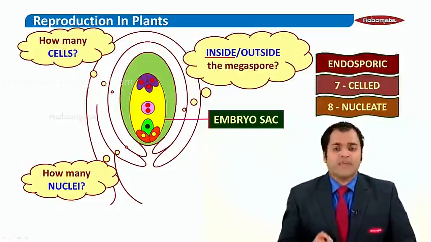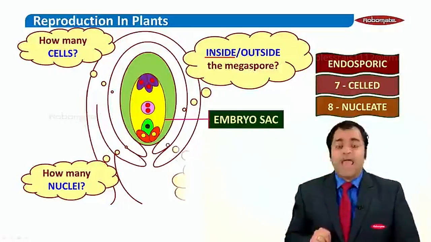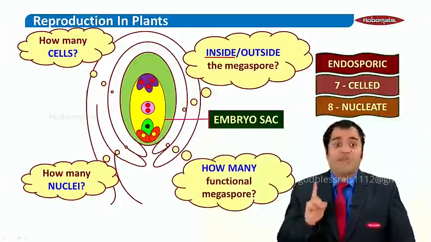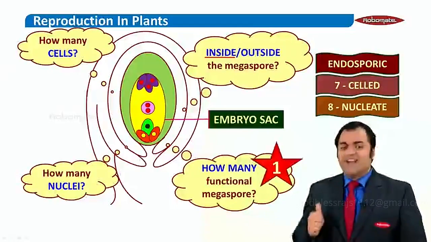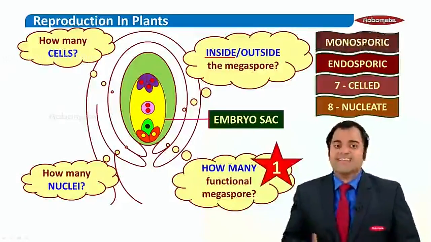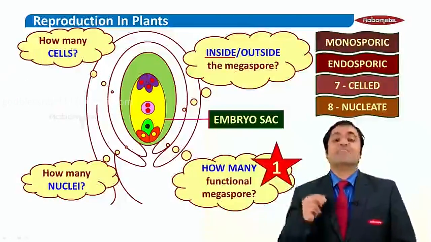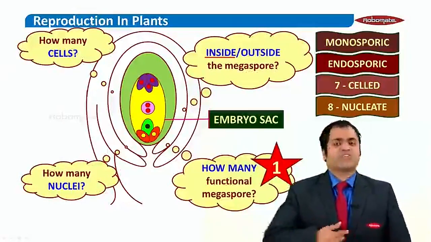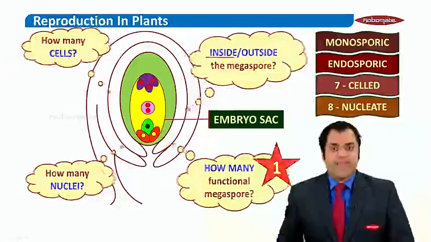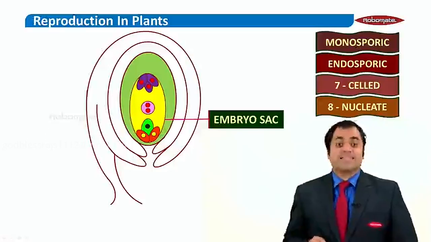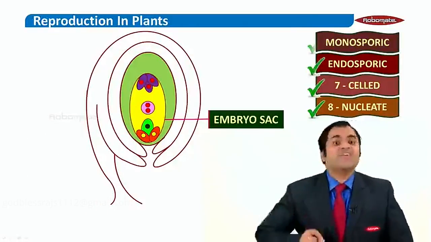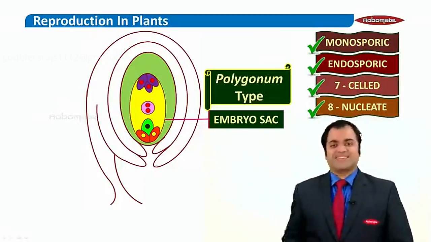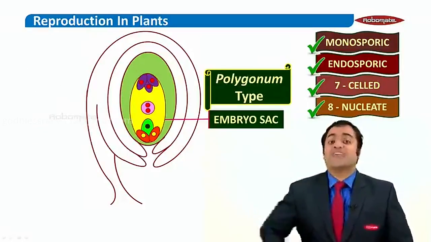Can you also tell me, of the 4 megaspores that were formed, how many participated in development of this embryo sac? We remember it was only 1. So can I call this embryo sac monosporic? Absolutely. Remember, some angiosperms could also be bisporic or tetrasporic, but most of them are monosporic. Such an embryo sac that is 8 nucleate, 7-celled, endosporic and monosporic is called the polygonum type of embryo sac, a special characteristic of angiosperms.